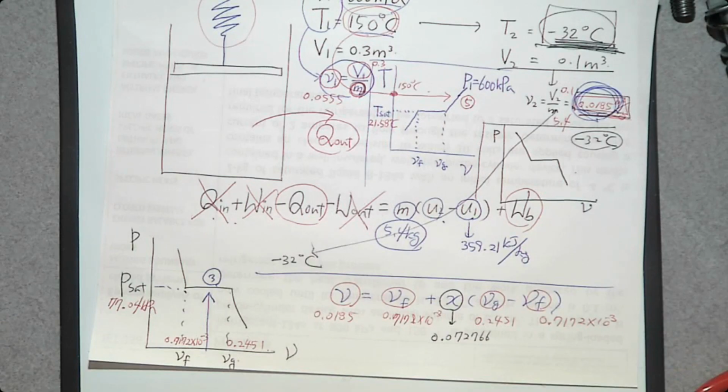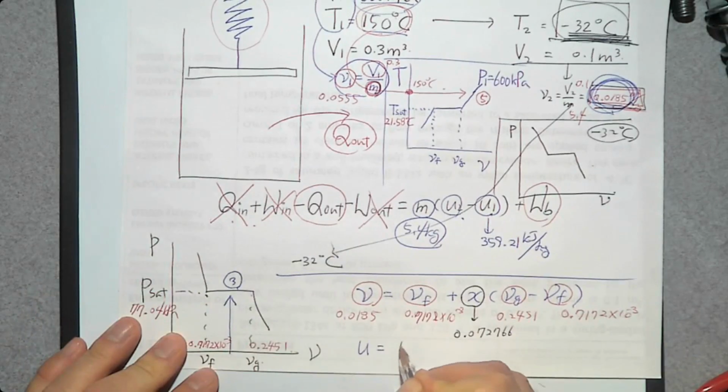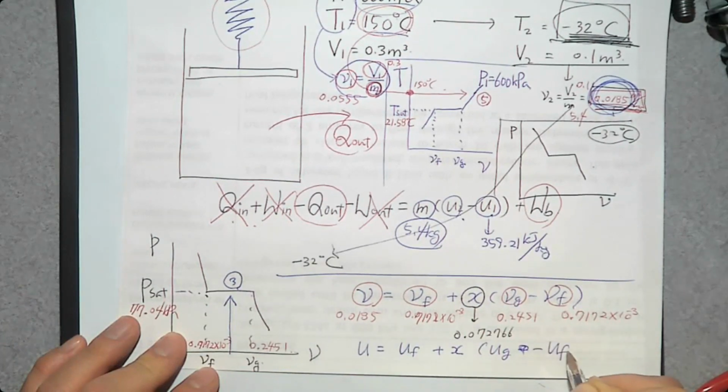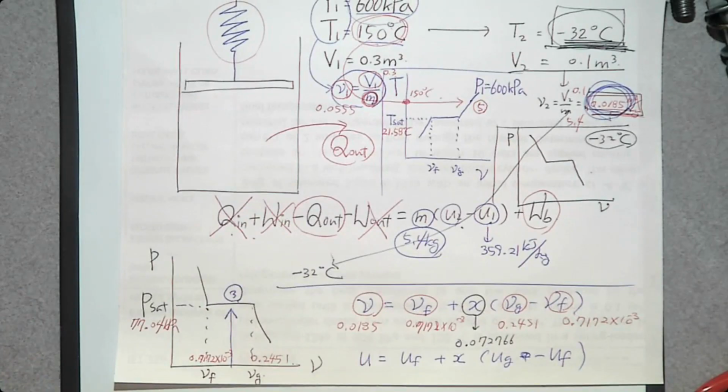Then, can you determine U2? Yes, if you want to determine U, specific internal energy, you can use the same linear interpolation for U. So let's use U is UF plus X times (UG minus UF). Oh, UF.